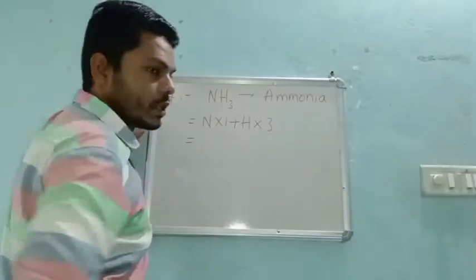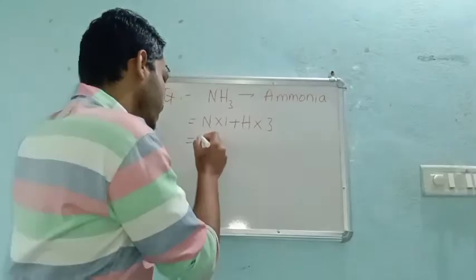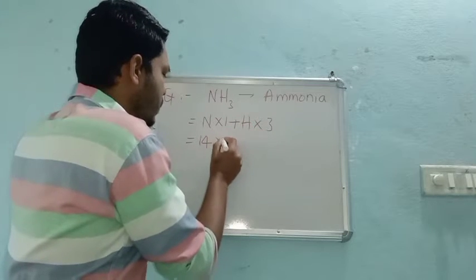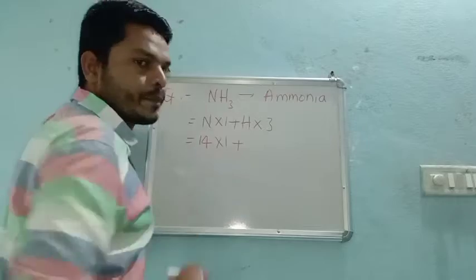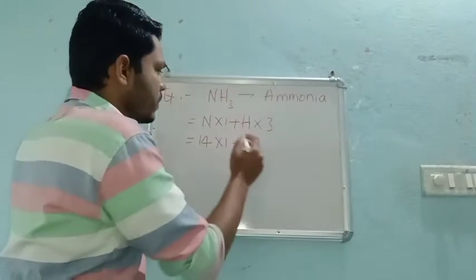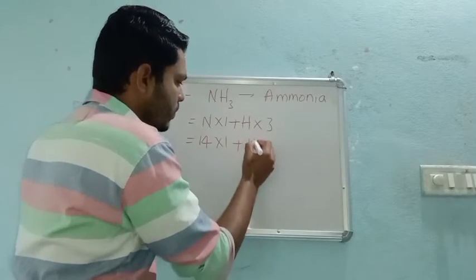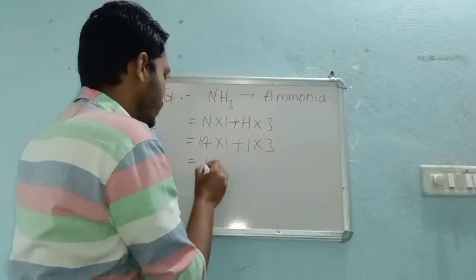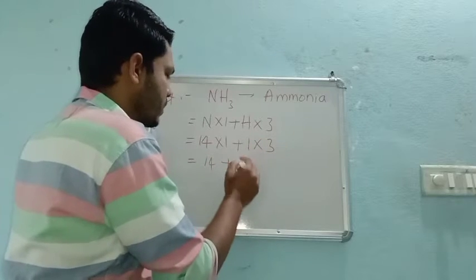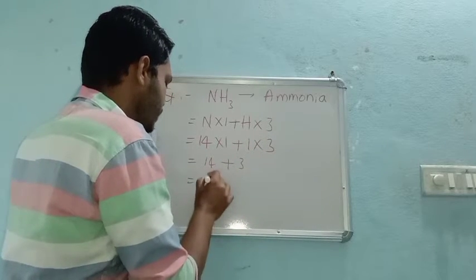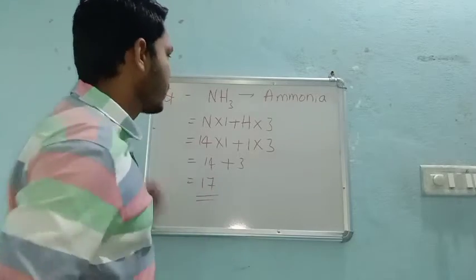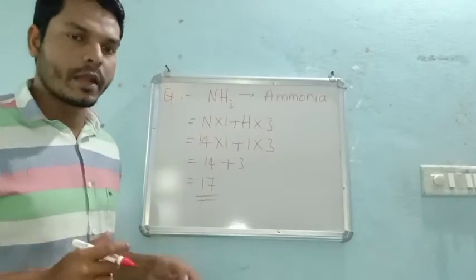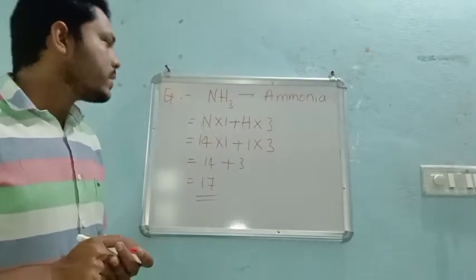So now nitrogen is nothing but what? 14 into only one nitrogen. So thus you just keep the number of nitrogen. Hydrogen's molecular mass is 1, and now there are three hydrogens. So 14 plus 3 ones are 3, so therefore the molecular mass of ammonia will be 17, right? So the molecular mass of ammonia will be 17.